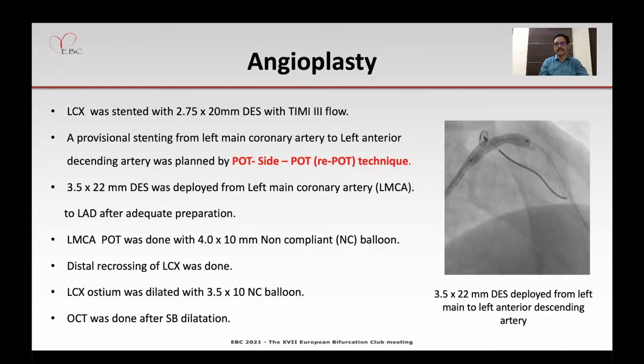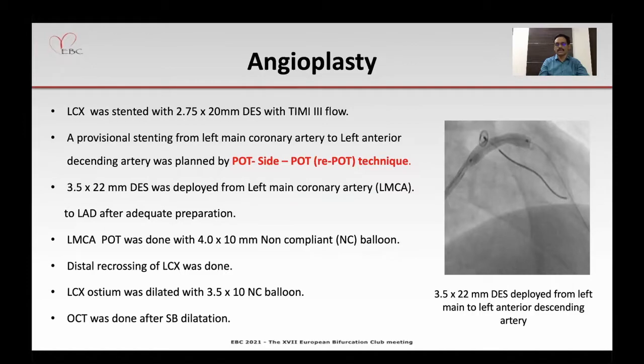The LAD lesion was adequately prepared, and then a 3.5 x 22 millimeter stent was deployed from LAD to left main with adequate length of stent in the left main. The diameter of the stent was chosen according to the LAD diameter. After the deployment, the left main portion of the stent was optimized by POT with a 4 x 10 NC balloon.